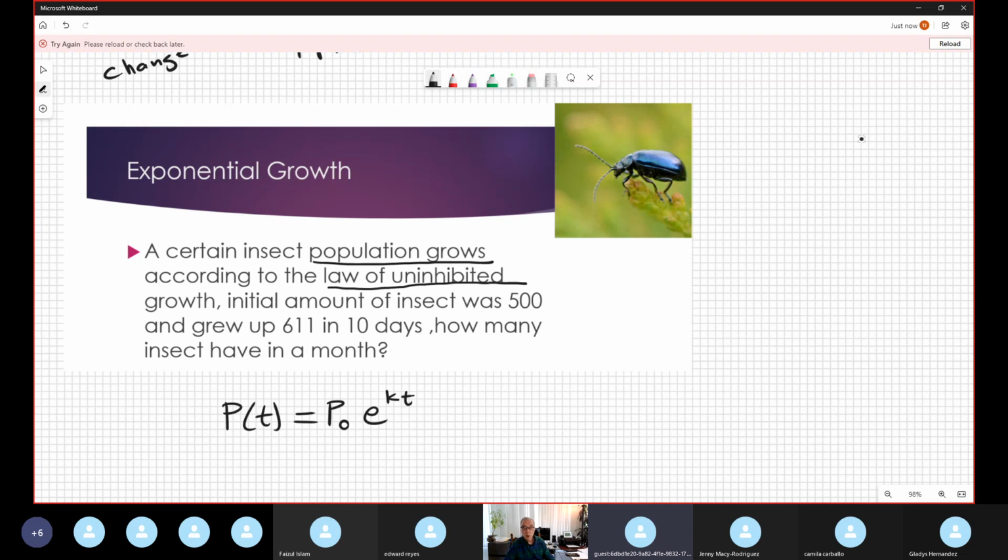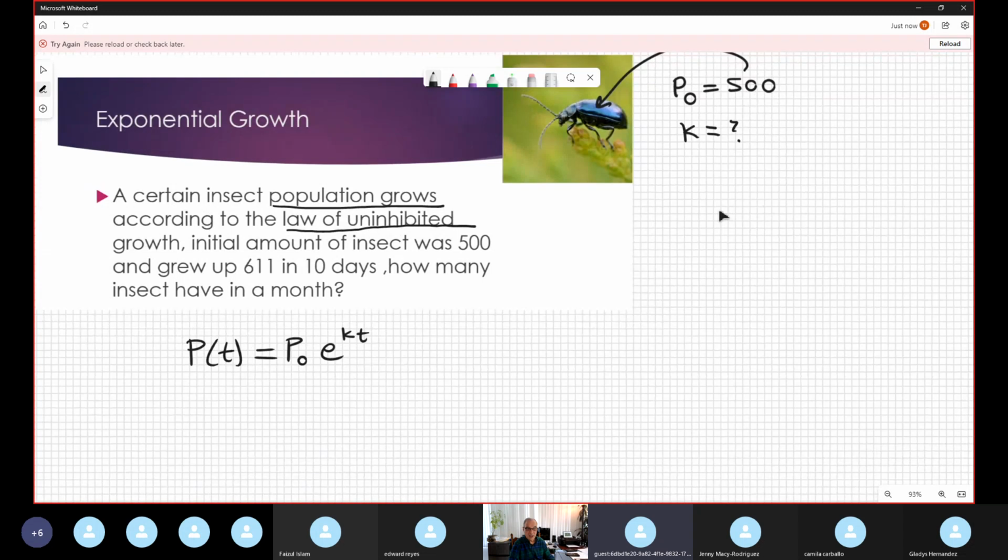The initial population is P null. P null in our problem is 500, no? 500. 500 what? 500 of this kind of insect. And K is not given. No. And the time, I suppose K, yes, it's given. Okay, so now it's given, you know, hidden, the K, because it gives me condition 0. Okay, let me try to explain this.